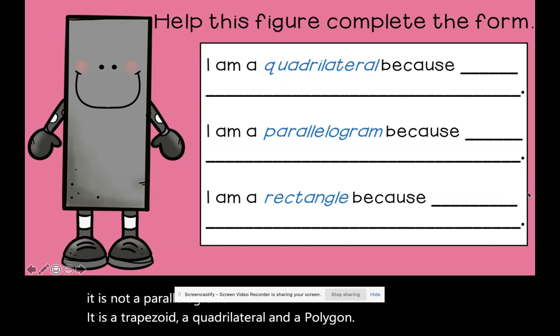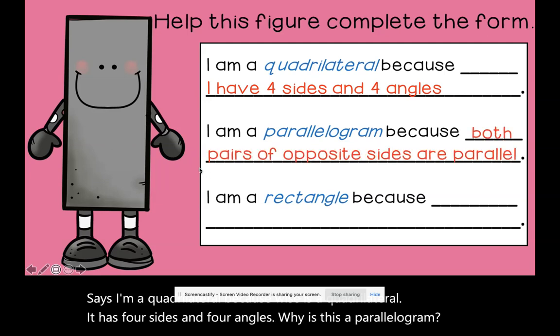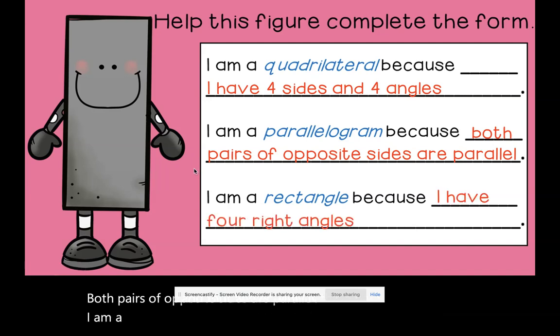Help this figure complete the form. It says, I'm a quadrilateral because, why is this a quadrilateral? It has 4 sides and 4 angles. Why is this a parallelogram? Both pairs of opposite sides are parallel. I'm a rectangle because I have 4 right angles.